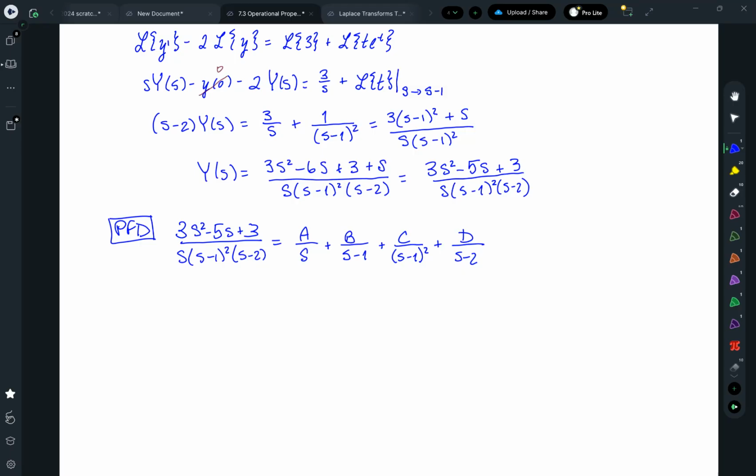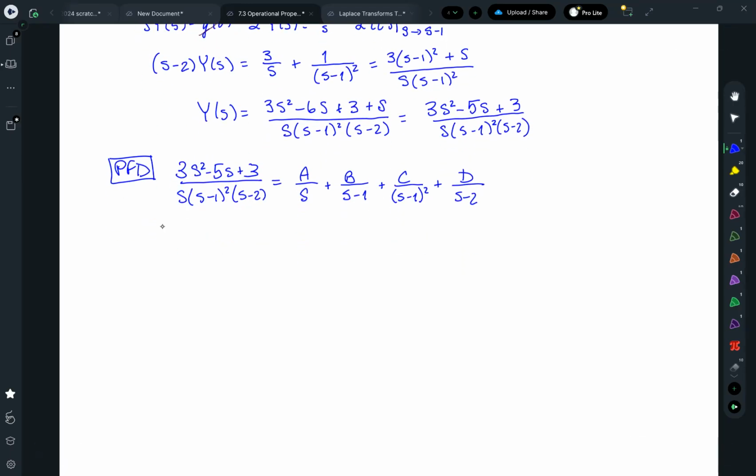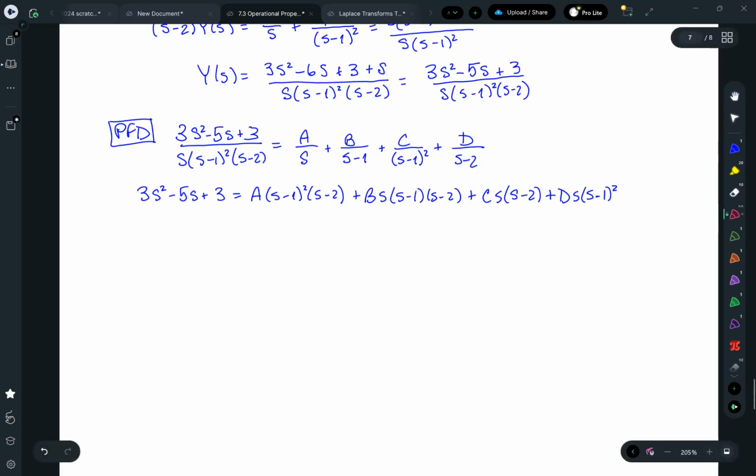Okay, now what I do is I clear the fractions. I have 3s squared minus 5s plus 3 equals a times (s minus 1) all squared times (s minus 2), plus bs times (s minus 1) times (s minus 2), plus cs times (s minus 2), plus ds times (s minus 1) all squared. It looks like we can do the same trick where we let s take on values to simplify our work. So the wise ones for now are s is 0, 1, and 2.